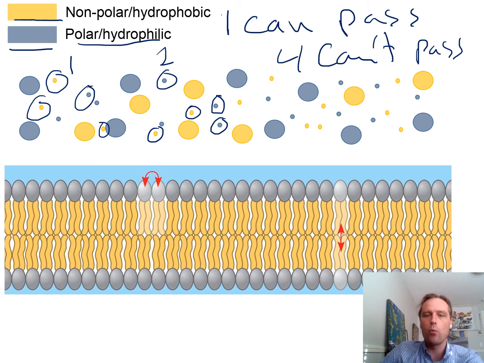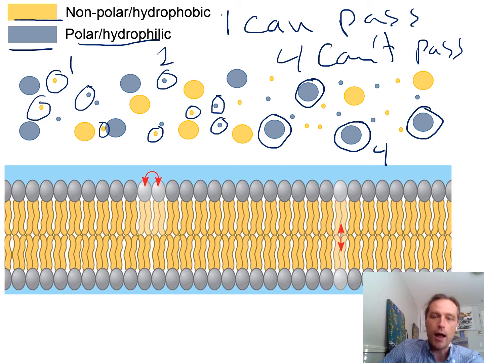Lastly, what is going to have the most difficult time is definitely going to be these large hydrophilic molecules. So I'm going to give them a 4. And those would be the amino acids, ions, glucose, disaccharides. Those are big, and they're going to have a really hard time getting through.